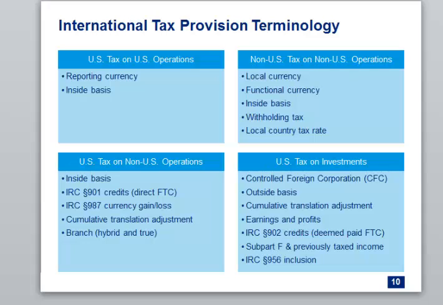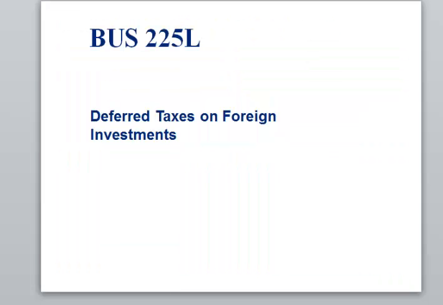We could talk about APB 23 and offshore earnings and that sort of thing, but that's pretty straightforward, and that's really a U.S. person's issue. That's not doing a big foreign provision with lots of foreign finance teams. That's a U.S. only issue.